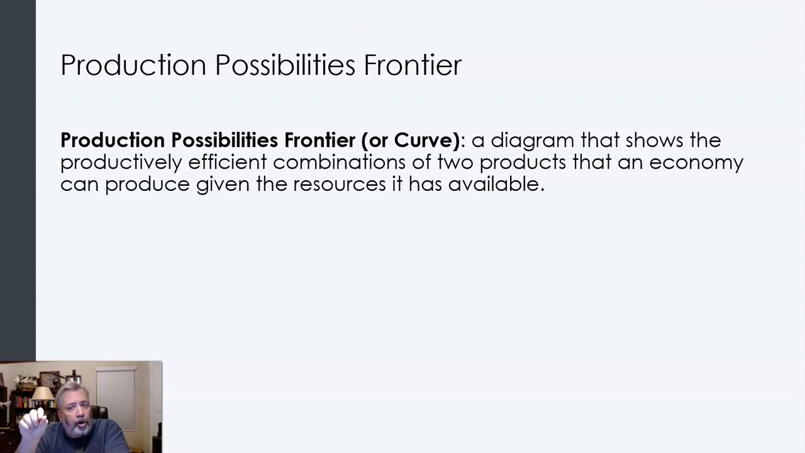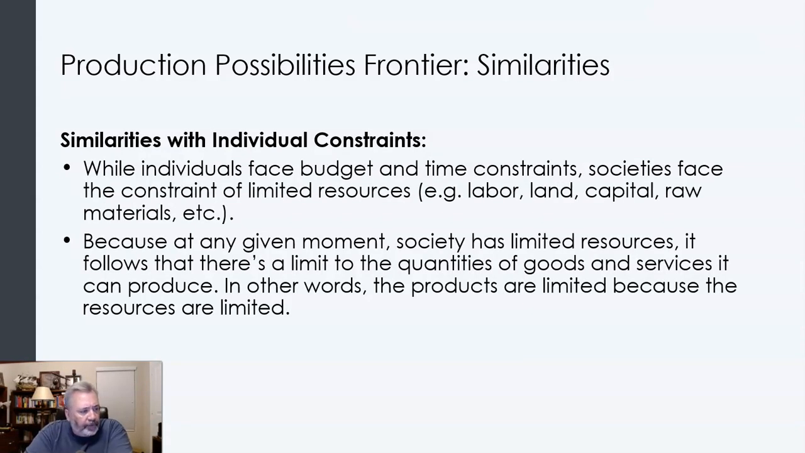Remember, capital goods are those human-made tools we use to produce other stuff. So anything we make is either a consumer good or a capital good. And now we can pretty much break the economy down kind of neatly. So as I said, individuals face budget and time constraints. Societies face the constraint of having not enough resources. There's not enough labor, not enough land, not enough capital, not enough raw material, etc. Because at any given moment we don't have enough, there's a limit on how much we can produce. Because resources are limited, the amount and the variety of products we can produce is limited.